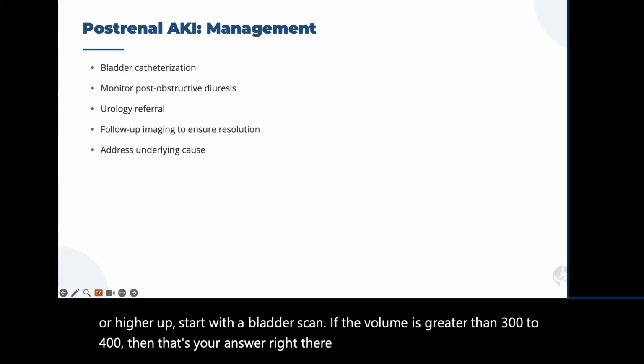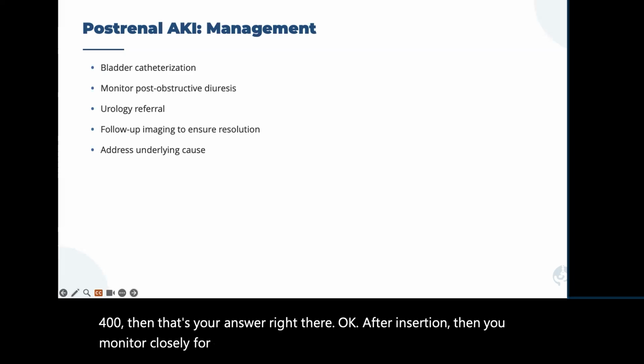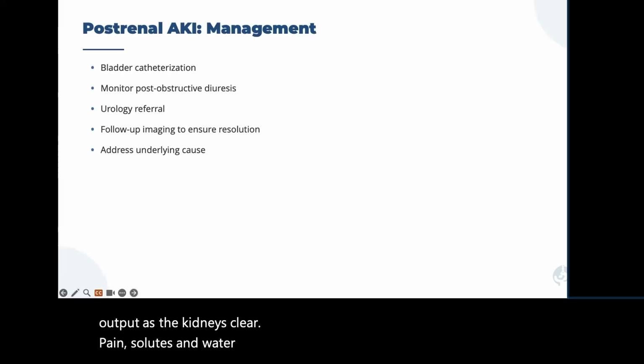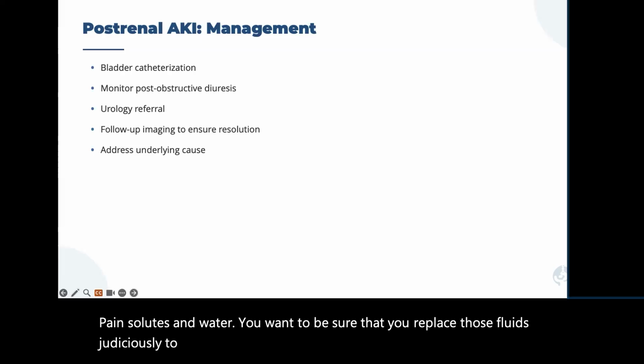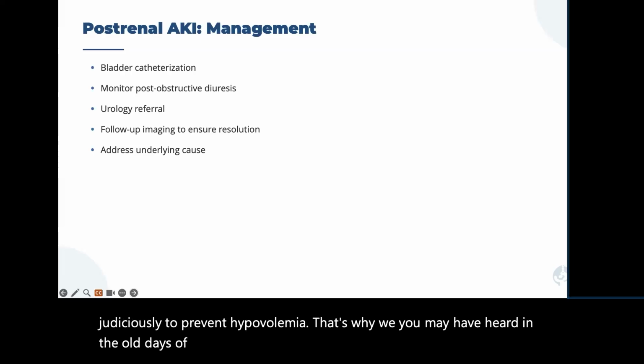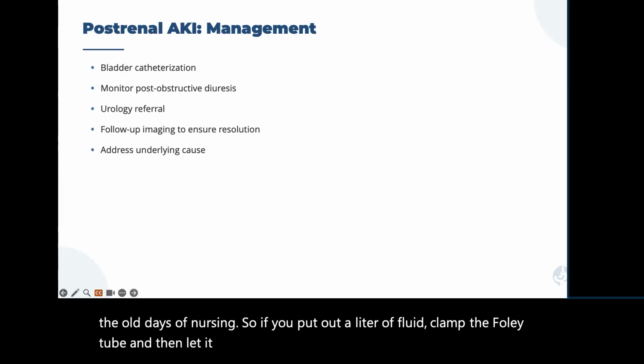Okay. After insertion, you monitor closely for post-obstructive diuresis. That's a period of high urine output as the kidneys clear retained solutes and water. You want to be sure that you replace those fluids judiciously to prevent hypovolemia. That's why you may have heard in the old days of nursing school that if you put out a liter of fluid, clamp the Foley tube, and then let it go again in a half hour. That's what you're trying to prevent here.